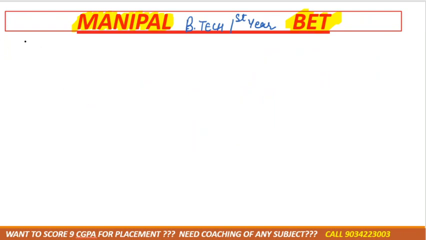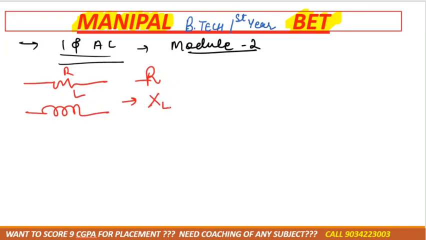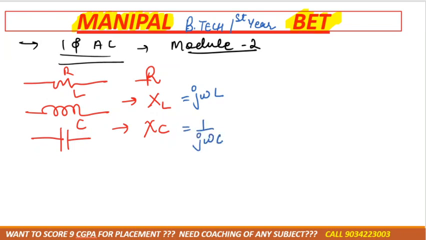Now see, we'll start with a single phase AC circuit. This is, I think, module 2, right? As I told you, if there is a resistor, its resistance is just resistance. If there is an inductor, then its resistance is XL, and if it's a capacitor, then its resistance is XC, correct? XL would be equal to j omega L, XC would be equal to 1 over j omega C, correct?